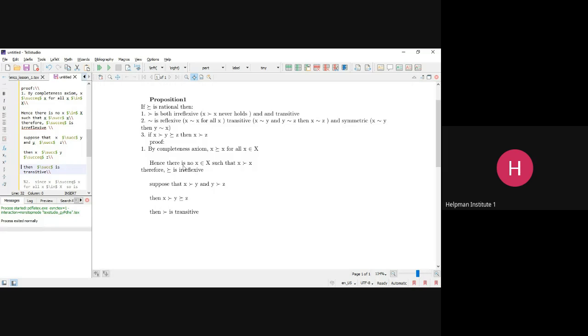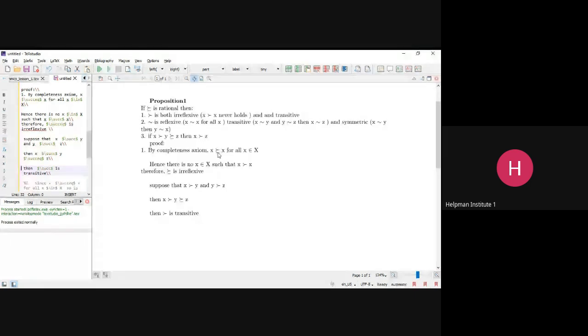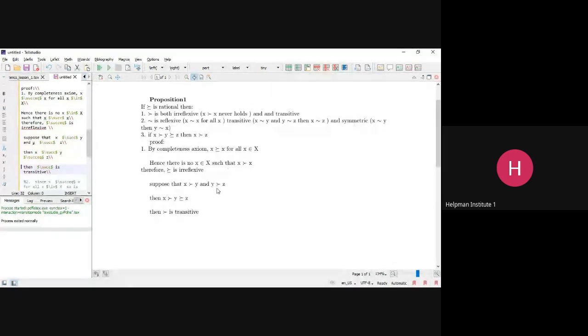If you remember the definition of completeness, this is what completeness is saying. I can pick x at least as good as itself anytime, even when I have a strict relation. So by the axiom of completeness, that is what we are applying here. That's why this symbol changes to this symbol here. I don't know if that is clear.